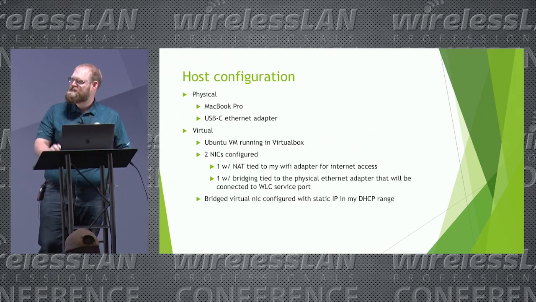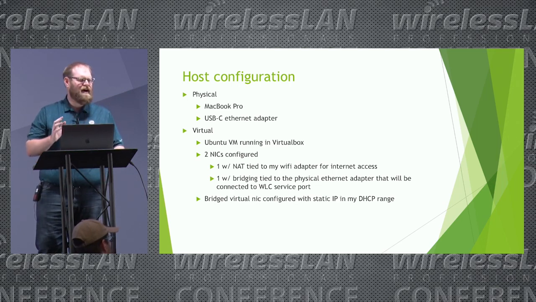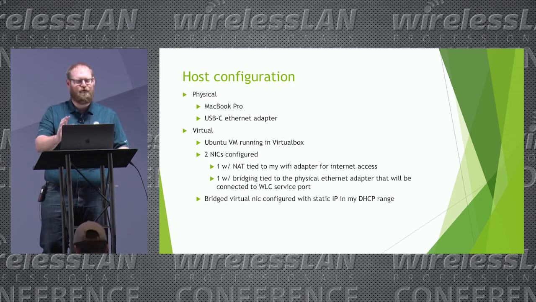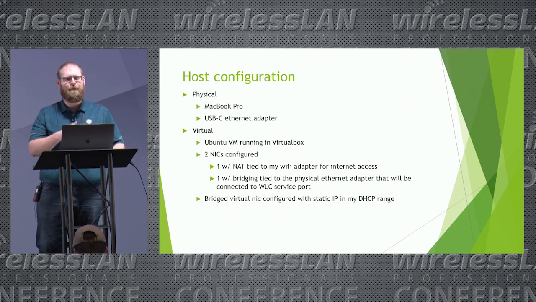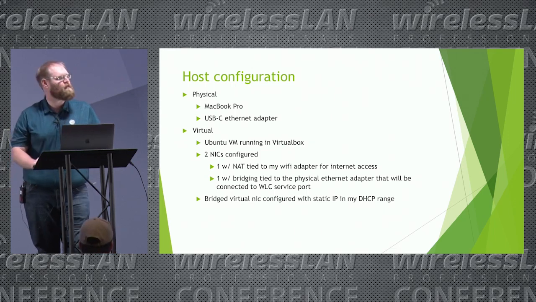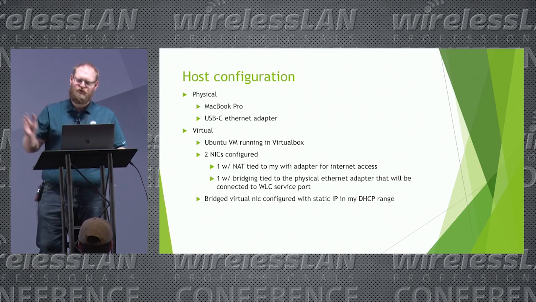My host configuration is this MacBook with a USB-C Ethernet adapter. I had some problems with Docker for Mac and networking, so I'm actually running Docker in a virtual machine on my Mac. I have two NICs configured. One is just my normal NATed one for Wi-Fi for internet. The important one is that USB adapter. I have that bridged through to my virtual machine, and that adapter plugs into the service port on my wireless controller, and that's how I get DHCP from my container to the controller.